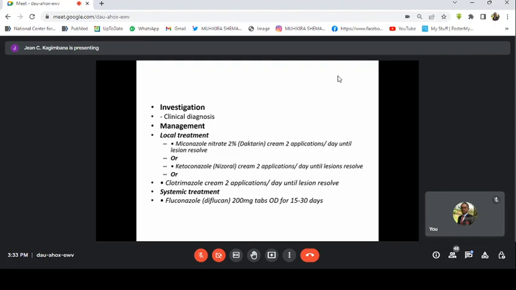Itraconazole, ketoconazole, tablets. Then you can treat it from 15 to 30 days. Okay? But on the scalp, you may add as well a shampoo. Okay? Ketoconazole shampoo, they are available and cheap. Selsun shampoo. Okay?